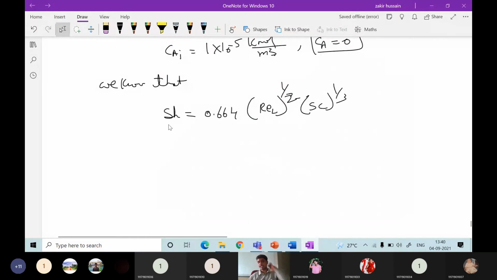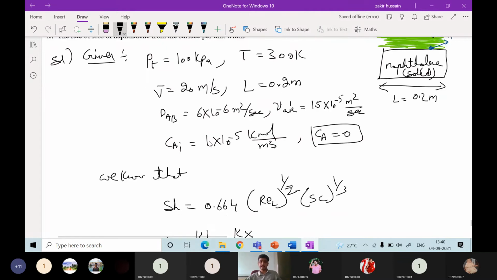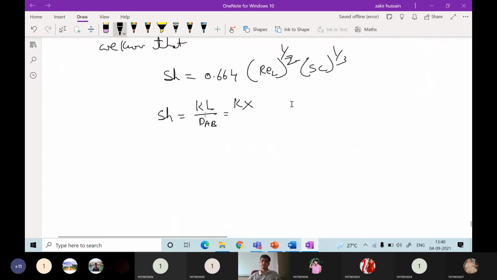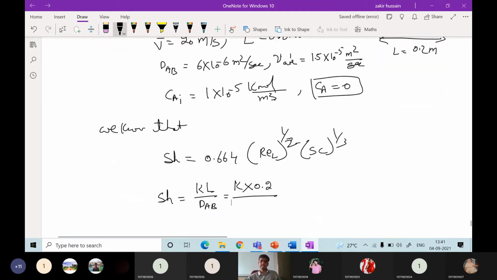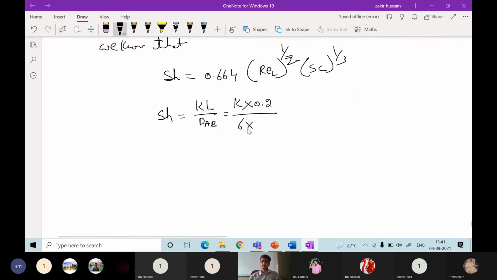So now we have to estimate each and every variable. So what is Sherwood number? Sherwood number is equal to K D by D_AB, where K is the mass transfer coefficient and D is the diameter. Here it is a flat sheet, so instead of diameter, we have to use length. The length they have already given, 0.2 meter, divided by D_AB, already given, 6 into 10 power minus 6.